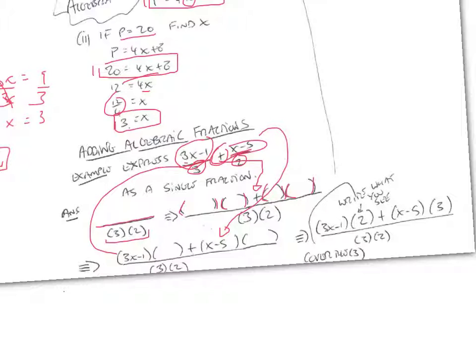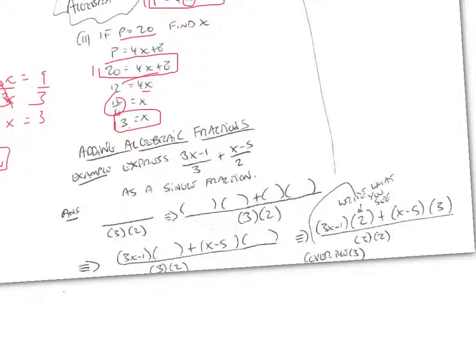Then I look to see how 3 goes in here: I cover the 3, and 2 goes in 2 times... I cover the 2, and 3 goes in 3 times. So you cover one and you write what you see. You say 3 into, cover it up, and you write 2, and then you say 2 into, cover that up, and you write 3. So we end up with 3x minus 1 times 2 plus x minus 5 times 3, all over 3 times 2.